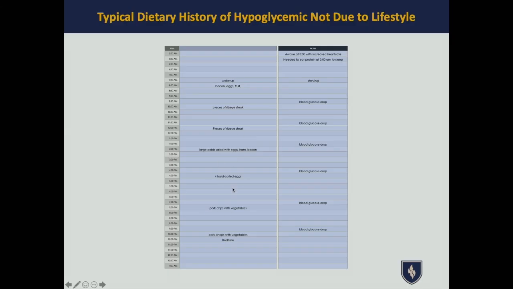And then in the afternoon, for example, this person is having 4 hard-boiled eggs. And then at nighttime, they're having lots of high-fat foods with lots of vegetables. And they have to eat another small dinner before they go to bed, or they just won't make it through the night. This is a person that has hypoglycemia that's probably due to some metabolic imbalance. So they can't regulate their blood sugar levels.